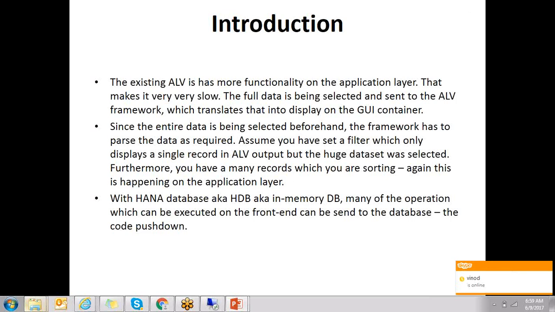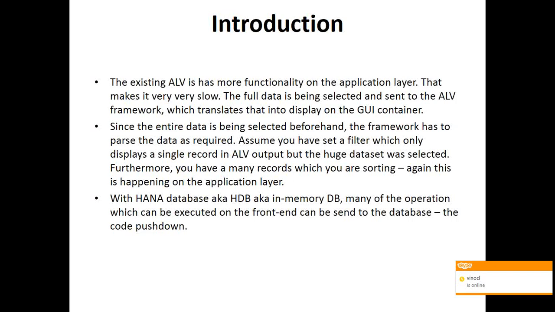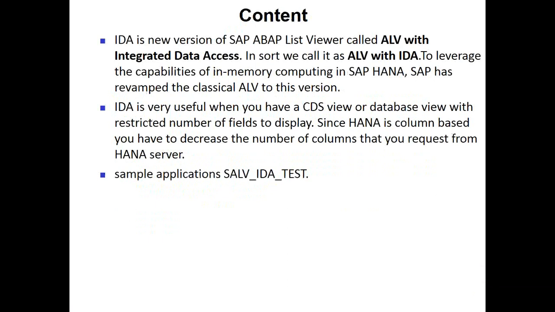Venkat, in the previous slide there is a wording. I want to understand one thing. Just go back. Since HANA is column based, you have to decrease the number of columns that you request from HANA. But if it is column based, it should be easy to retrieve the column data, right? Why is it saying the reverse?